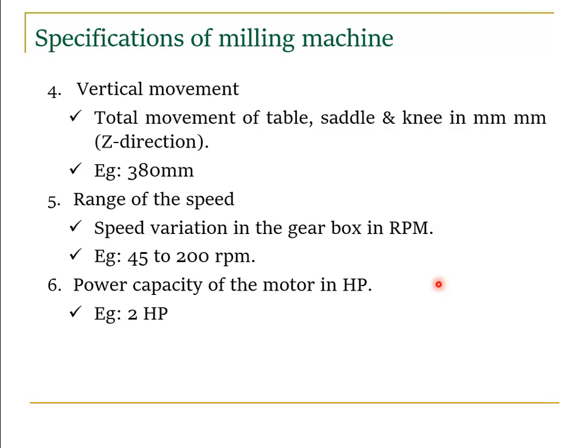The next is range of the speed. That is the speed variation in the gearbox in RPM. So how much speed variation there is in RPM, for example 45 to 200 RPM. The final one is power capacity of the motor in horsepower, right? So what the power capacity is. These are some of the important specifications of milling machines, right?